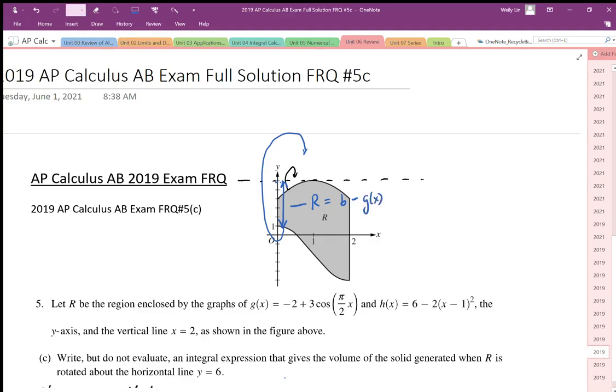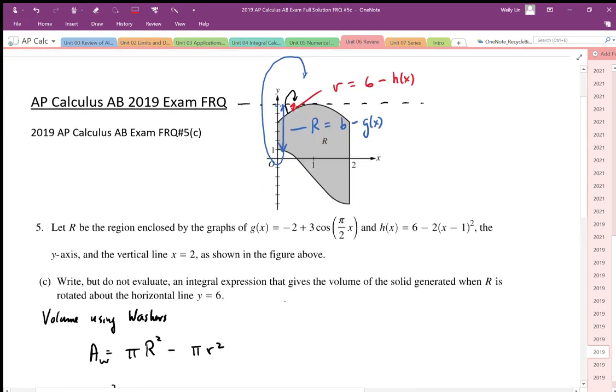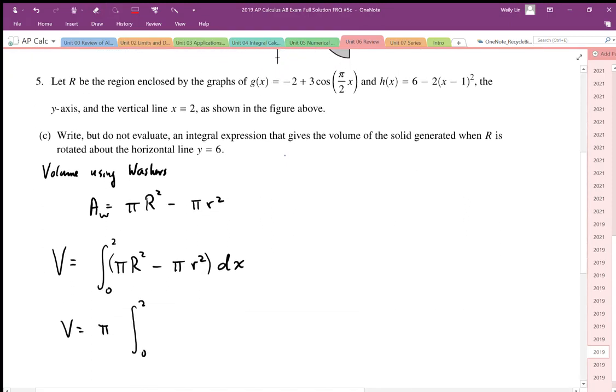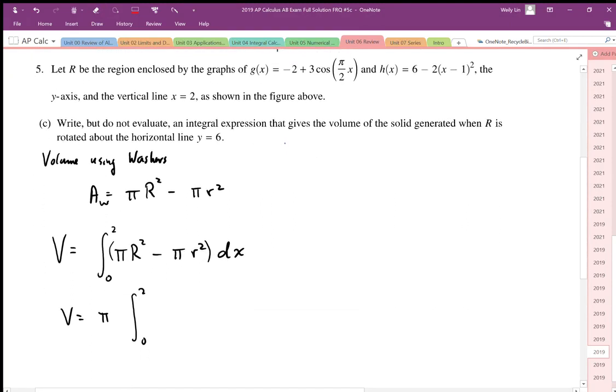If I want to then find the radius of this smaller circle, the smaller washer, is going to be this distance here. Okay, we'll call that small r, and that's going to be 6 minus our h of x function. So those are going to be the expressions that represent our radius. Then we can put this into our expression here, the big R squared.